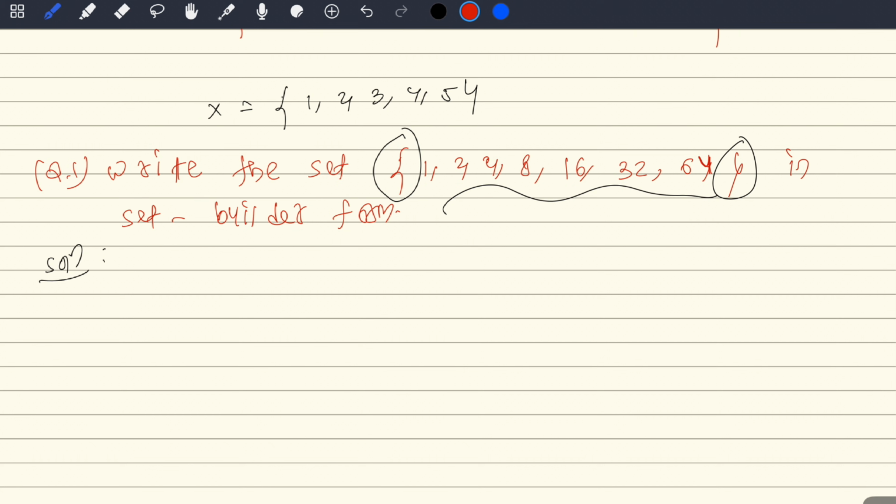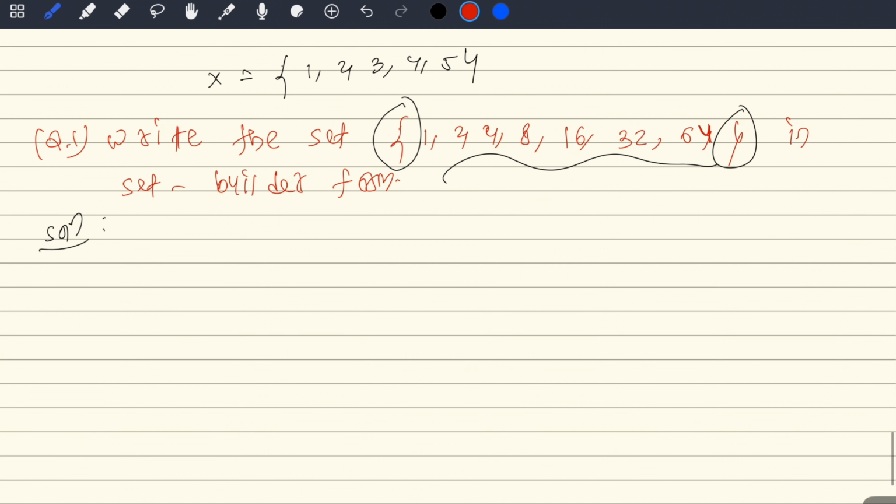Roster form is always unique. It does not matter how you are arranging the elements. The order of the elements does not matter. If I am asking, give me natural numbers which are less than or equal to 5, whether you write 1 2 3 4 5, or 4 5 3 2 1, the numbers are the same, right? So order does not matter.